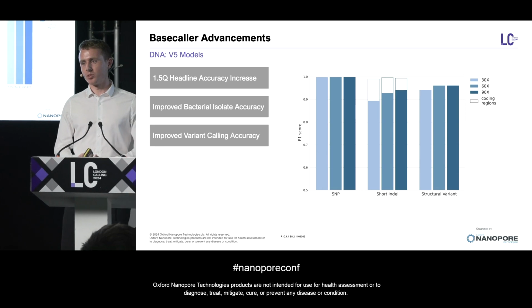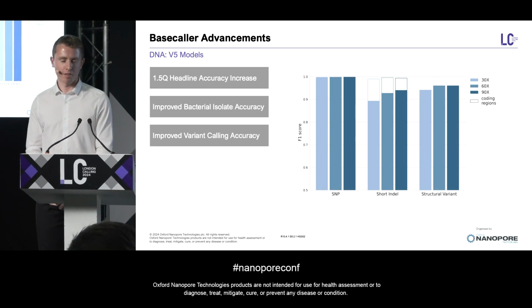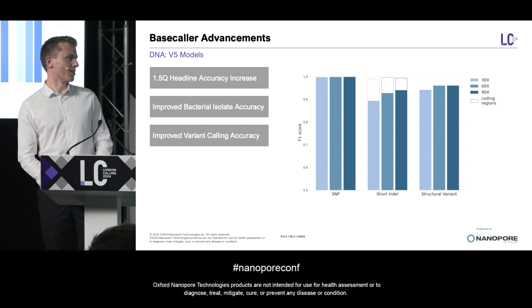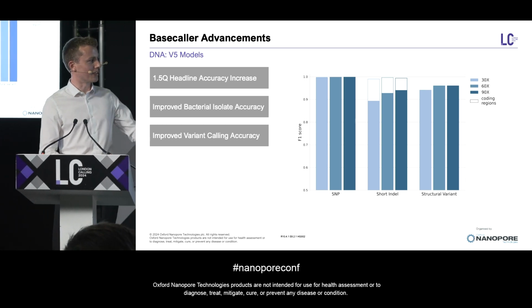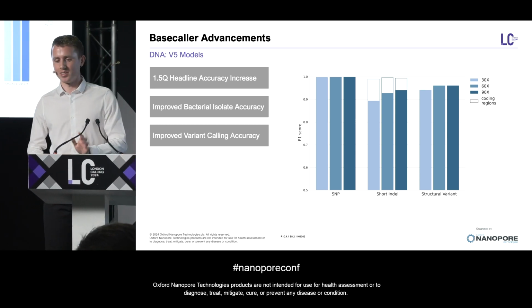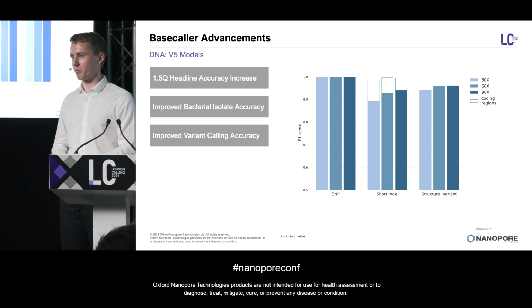And these accuracy improvements also follow through to our variant calling. So here are our results for all of the different variant calling metrics, SNPs, indels, structural variants at 30, 60, and 90 depths for the new V5 SUP model.